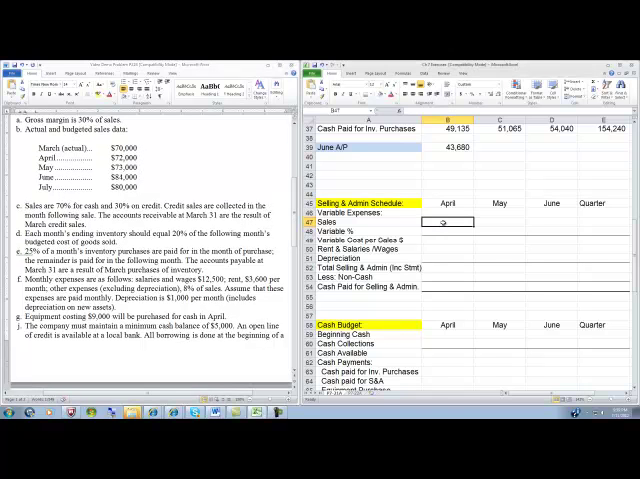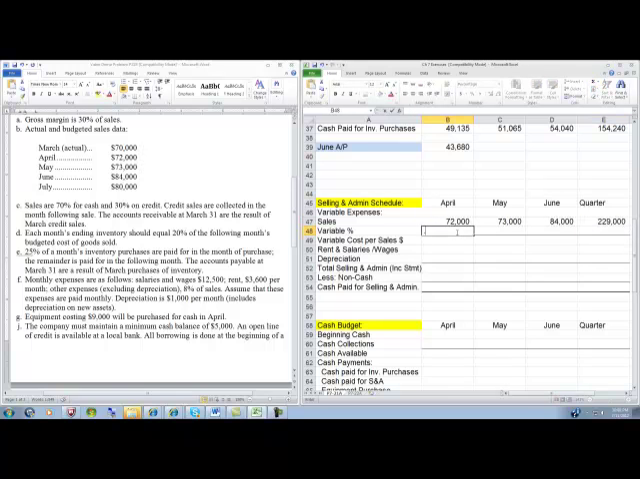We only need the 3 months of our period because selling and administrative is always assumed to be cash basis, so we're not going to pay for anything ahead of time or pay for anything after. It's all paid in the same period that it's incurred. So we're going to have $72,000 for April, $73,000 for May, and $84,000 for June. We can sum that.